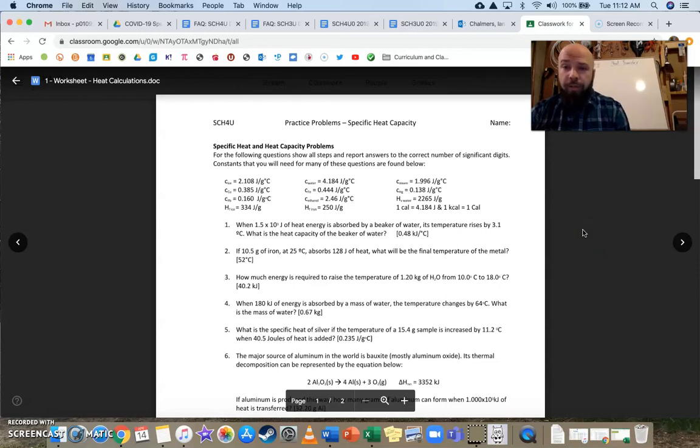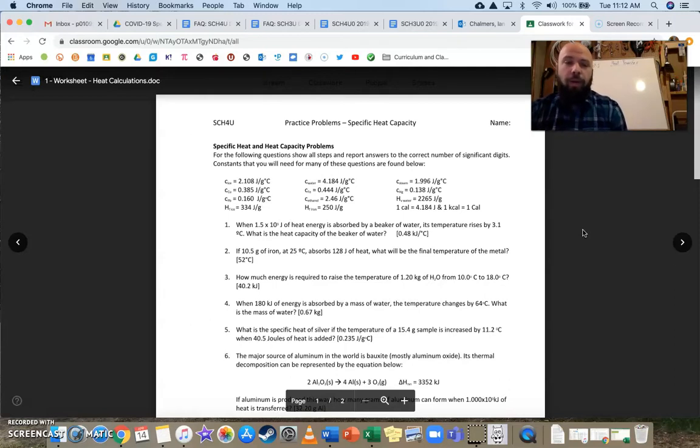I've had a few questions about the specific heat capacity worksheet, so I'm going to take up the first two. There's a couple different things to note from each of them that you may find common throughout the whole worksheet, so I think the first two are a good example.